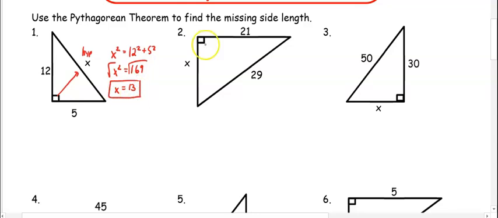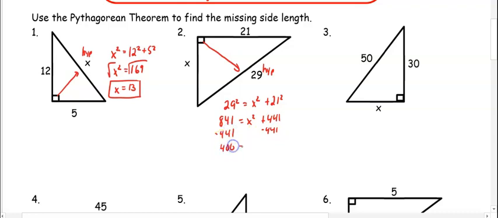In number two, across from the right angle is 29, which is our hypotenuse. So we have 29 squared equals x squared plus 21 squared. So 29 squared is 841 equals x squared plus 441. In this case, we can't take the square root first. We need to get the x squared by itself. So we are going to subtract 441 from both sides. So we get 400 equals x squared. When we take our square root, x is 20.